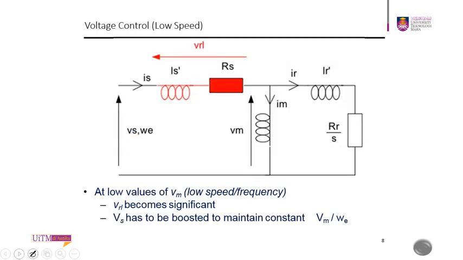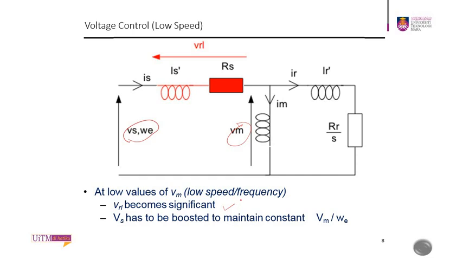And if you look at the graph here, you have a condition showing the relationship between Vs and Vn. Of course you have these losses, VRL here, and at low values of Vm, during low speed and frequency, this value will be very significant. VRL will be very significant.